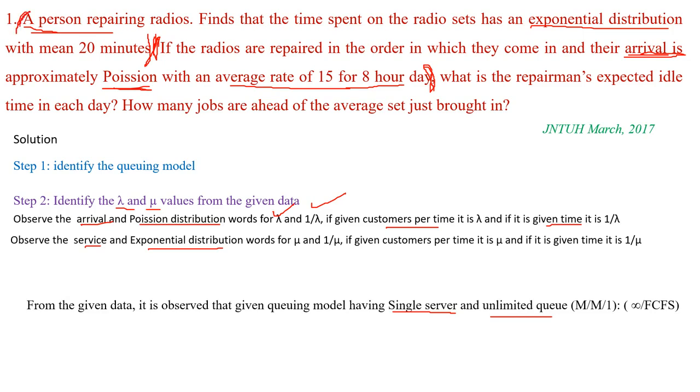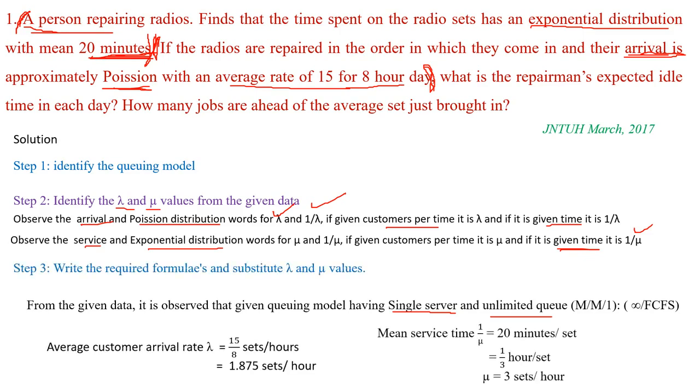And one more thing you have to observe here: customers per unit service time. Also, in the given data, only unit time is mentioned. Here I observe 20 minutes. So the given data is only for the unit time, so it is the 1 by mu.